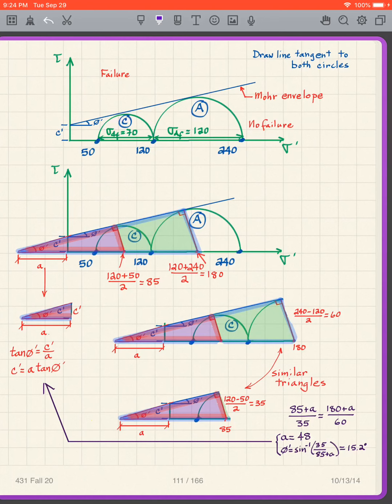But now what we need to do is draw our Mohr envelope, and how do we draw that? That Mohr envelope is tangent to these circles. That's how we draw it. And when we draw our Mohr envelope, we get the same thing, C prime and phi prime, which is what we want. Now the math is a little bit more complicated, but not very difficult.